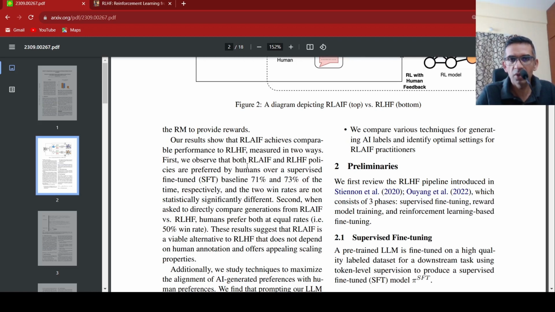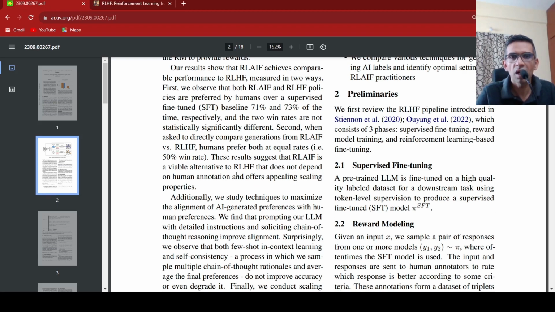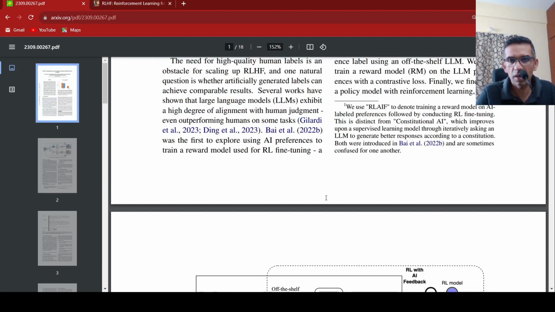What they are saying is that both RLAIF and RLHF policies are preferred by humans over a supervised fine-tuned baseline 71% and 73% of the time. So more or less, it is the same. The difference is not statistically significant between RLHF and RLAIF. And second, when asked to directly compare generations between these two, humans prefer both at equal rates. This result suggests that reinforcement learning with AI feedback is a viable alternative to RLHF, and it does not depend on human annotations and offers appealing scaling properties. That is the key idea over here.